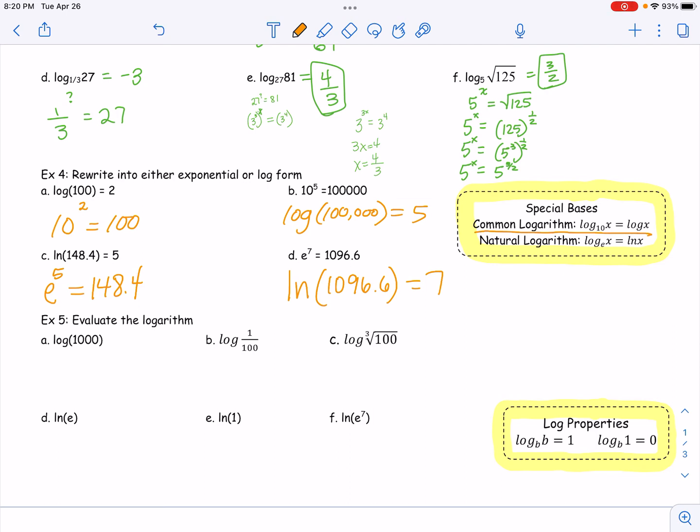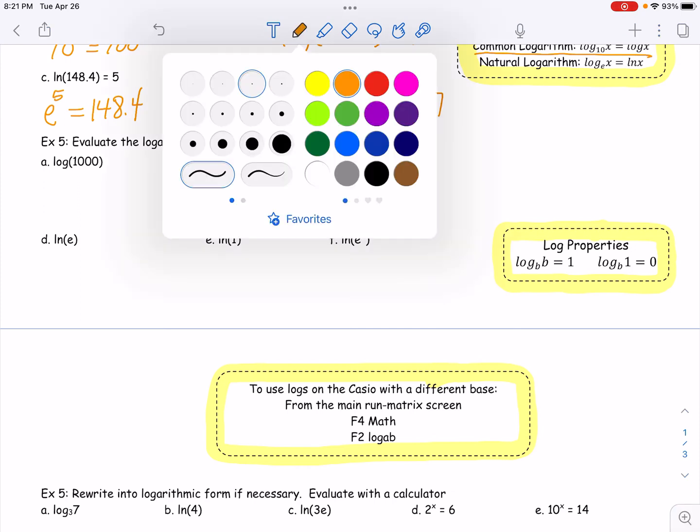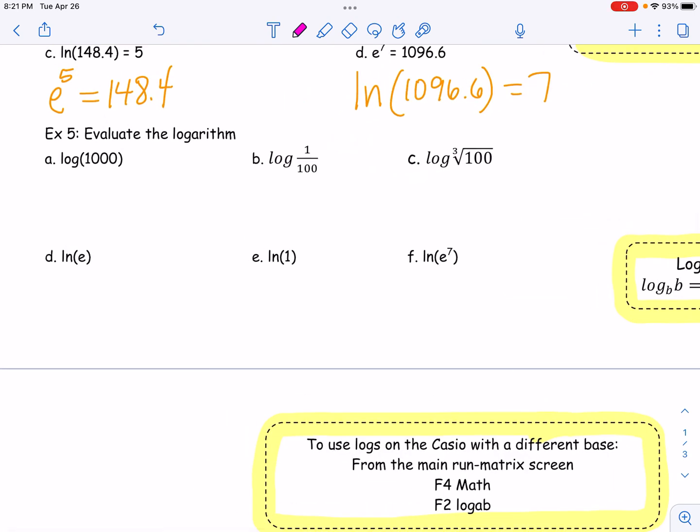Now let's evaluate logarithms without using the calculator. It's going to help if we rewrite it into an exponential form in order to solve. So something like log, notice I don't see a numerical base, so that means my base is 10. So 10 to the what power is equal to 1,000? Well, that means 10 to the 3rd power because there's 3 zeros.